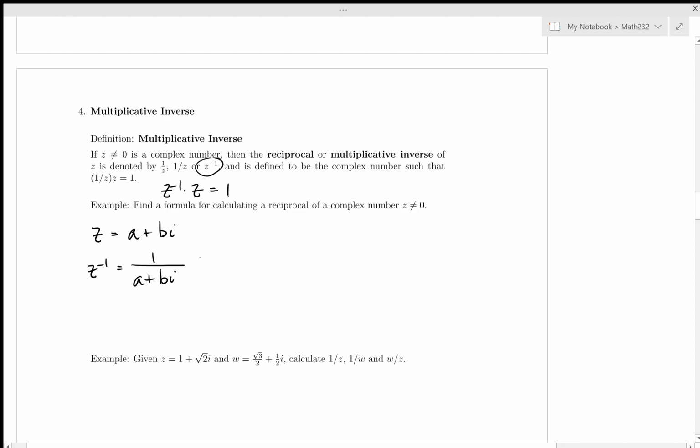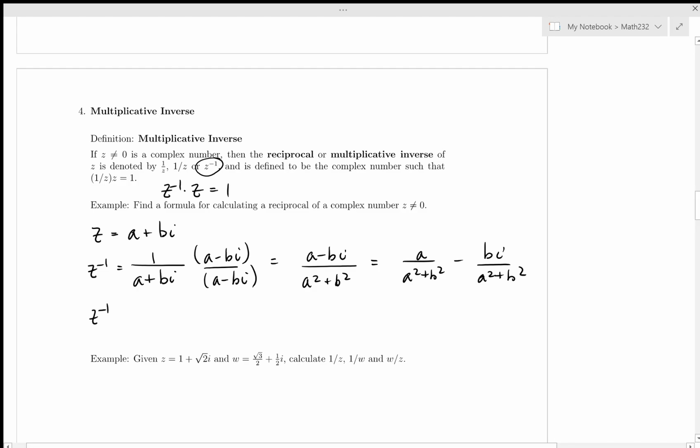And what I'm going to do is multiply top and bottom by the conjugate. Then I will get A minus BI divided by A squared plus B squared, which if I wanted, I could break into two components, A over A squared plus B squared minus BI over A squared plus B squared. Okay, so that will get me the reciprocal. I could also use a little bit more compact notation because I see here that this is the conjugate and I see here that this is the modulus squared. So I can simply write this like this, Z bar over the modulus of Z squared.